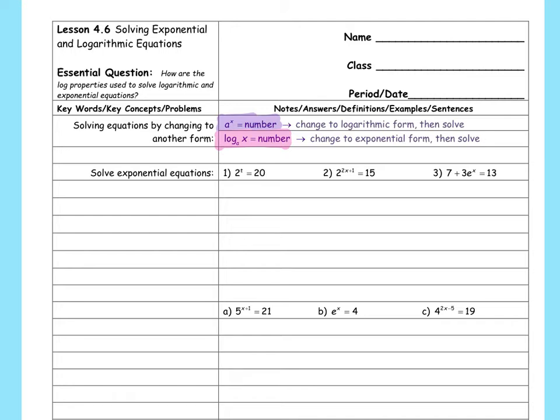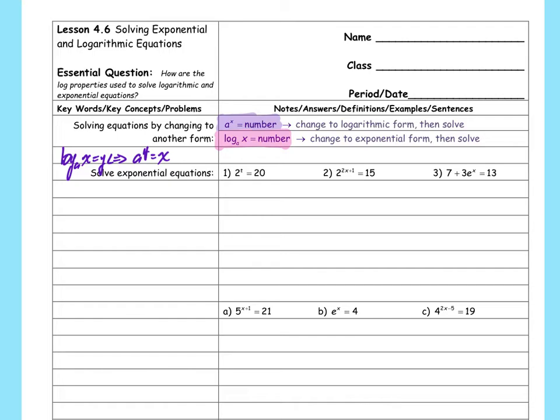And if you guys can remember how to switch, remember it says if I have log base a of x equals y, that becomes a to the y equals x, right? So if I'm in log form, I'm going to go to exponential. If I'm in exponential, I'm going to go to log. It's kind of a circle there. And that's how we're going to solve using that property.